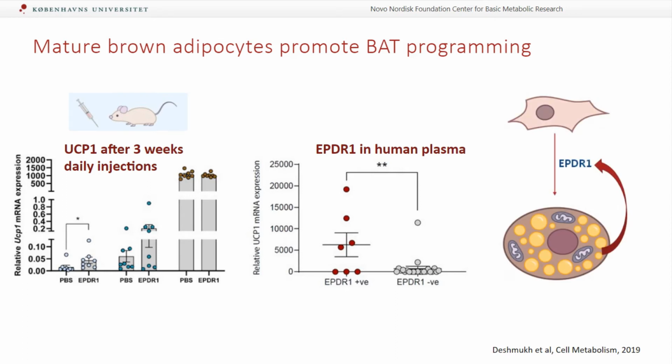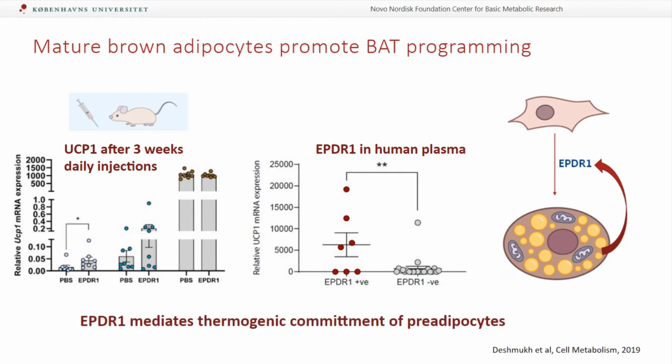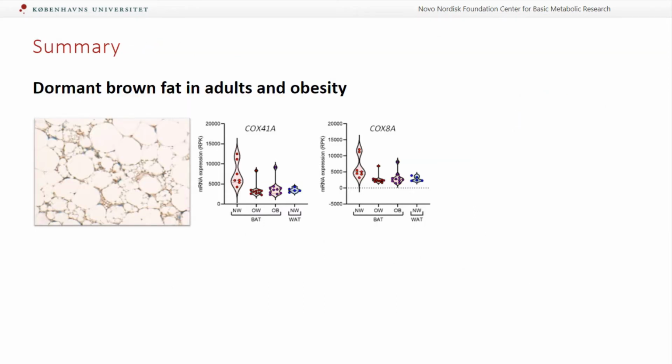So we conclude that EPDR1 mediates thermogenic commitment of pre-adipocytes. So to summarize what I talked about today, we can see that humans have dormant brown fat in adults, in the perirenal adipose region, and we can also see it in obesity, in the supraclavicular brown fat, and this is represented by a downregulation of several thermogenic genes.